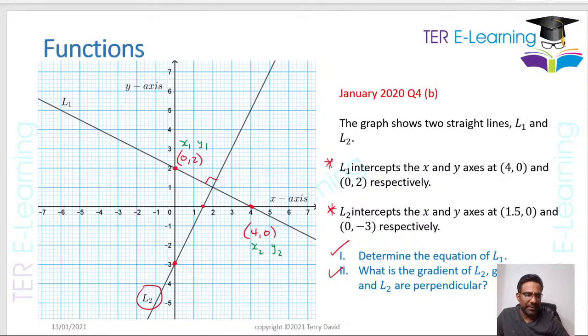Alright, so I see Mikkel saying 2, and yes, that is correct. So yes, the gradient is 2. Because if the gradient of this line here is minus a half, the gradient of this one has to be 2. Because when I multiply minus a half by 2, I'm going to get minus 1. Remember, perpendicular lines, when you multiply their gradients, you're going to get minus 1. So yes, the answer for this one here is 2.